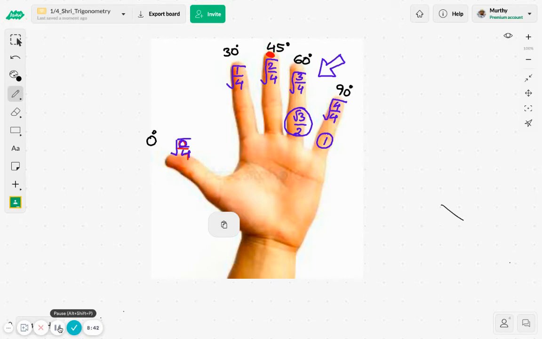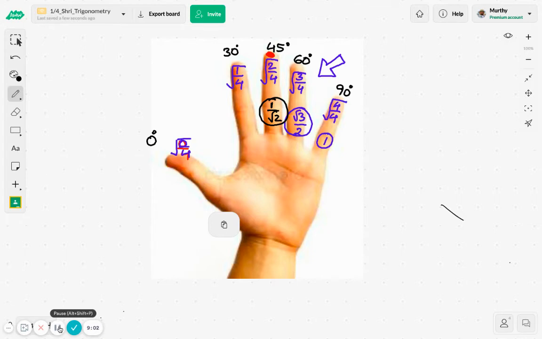Well, can I simplify 2 over 4? Yes. Next to it is 1 over 2. And square root of 1 over 2 means square root of 1 and square root of 2. So this is going to be my sine 45. This is how I compute using my 5 fingers.